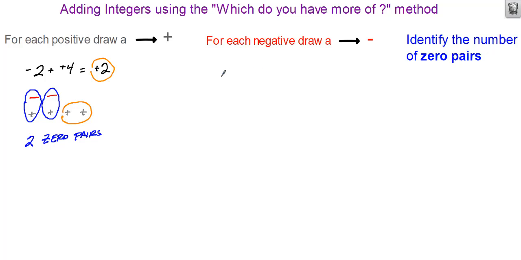All right, we're on a roll here. Let's try another one. Negative 5 plus positive 2. Make that positive look a little better. All right, so let's put in our 5 negatives. 1, 2, 3, 4, 5 negatives. And our 2 positives. So those 2 cancel out. That's a zero pair. Again, just like the last problem, 2 zero pairs.